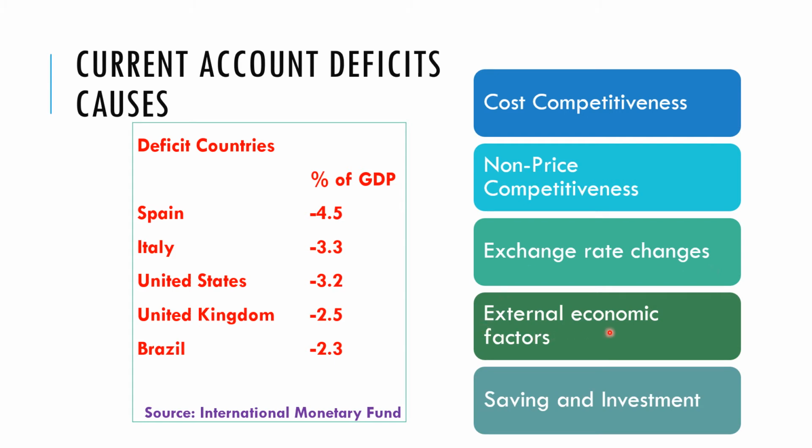There may be external economic factors. For example, Brazil may see a slowdown in the economies of its trading partners, who then buy fewer exports from Brazil. Also, we tend to see a correlation between a lack of saving and investment and a current account deficit. Generally speaking, these countries don't have high rates of saving and investment into export capacity.